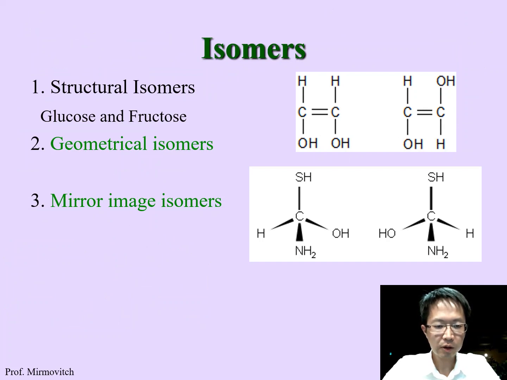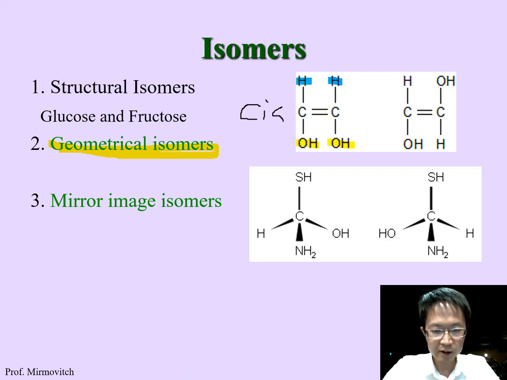And then we have something called a geometric isomer. Geometric isomer means that we have two types, cis and trans. What is cis and trans? For this one, you see that the hydroxyl groups are on the same side, and the hydrogen atoms are also on the same side. We call this molecule a cis.